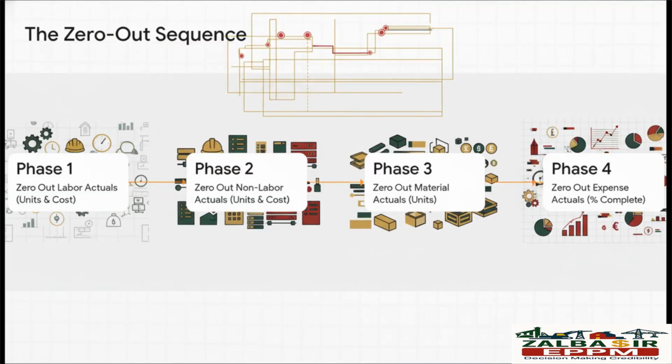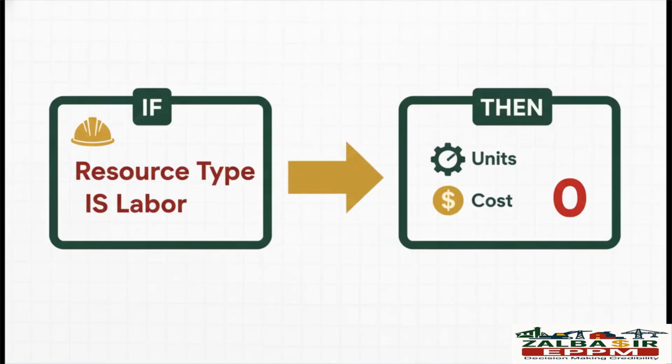Now, we're not just going to go in there randomly. We have a very clean 4-phase plan. We'll create a separate global change for each category of actuals: labor, non-labor, materials, and finally expenses. This keeps things organized and ensures we don't miss a single thing. First up, we're tackling labor. The rule we're building is super simple. We just tell P6, find every resource that is assigned as labor, and set its actual labor units and its actual labor cost to 0. We run it, and just like that, all the recorded man-hours are gone.